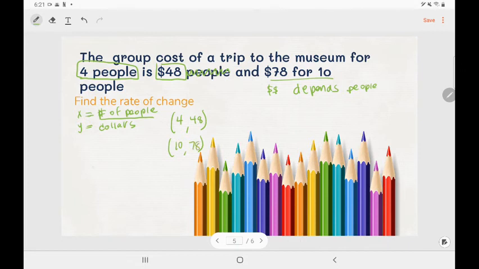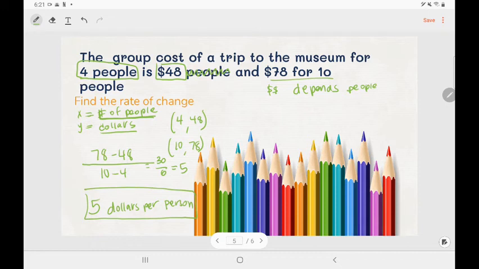And let's calculate. Here's my fraction. y2 minus y1 over x2 minus x1. Simplify. 30 over 6 equals 5. So what's my answer? 5. And remember to go to your units. Dollars per number of people, so per person. And that is my answer.